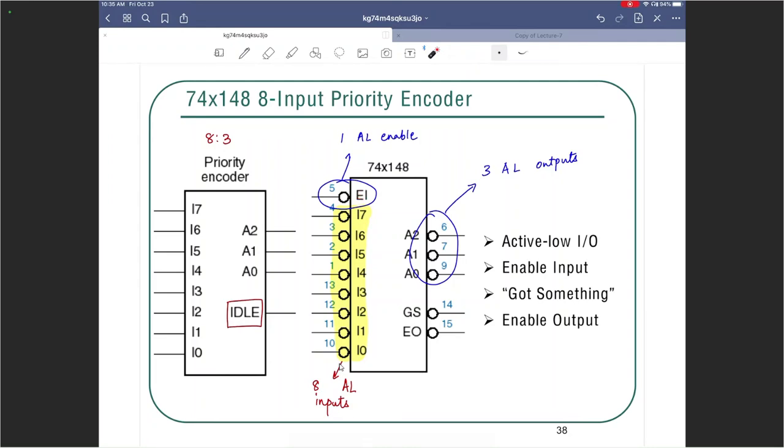All right, so let's see, 8 active low inputs, 1 active low enable, 3 active low outputs A2, A1, A0. And the good thing here is that the numbering of the inputs and outputs is indicating the most significant and least significant input and output. So for example, if I write that for the inputs, this is going to be my most significant because the index is 7.